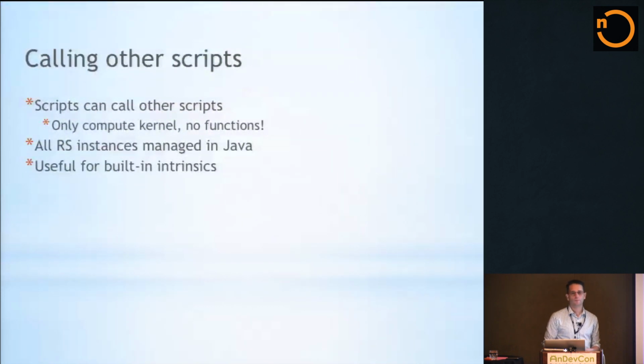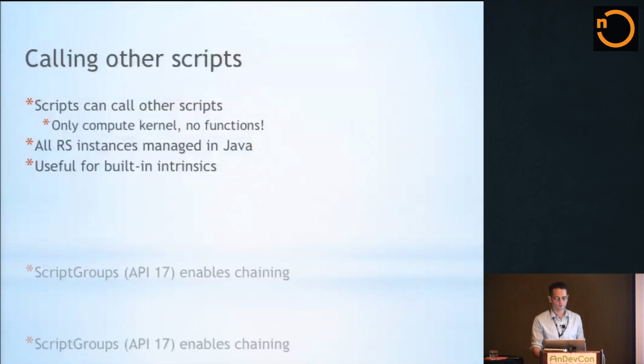This is very useful for built-in intrinsics, and I'll talk about this in a little while with regard to what the platform supports and some of the things that have evolved over time. It's started to support some built-in intrinsics, particularly for image processing. So you can do things like blurring image data, and that kind of thing. So this is very useful for that, where you can have one script call another script.